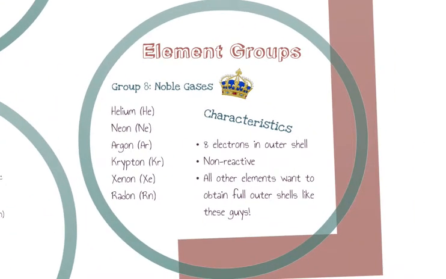Group 8, which is our noble gases, are the elements that all other elements in the periodic table react to be like, because they have 8 electrons in their outer shell, and so they're stable. They're very, very non-reactive. And these are all the elements that are found and considered to be noble gases.